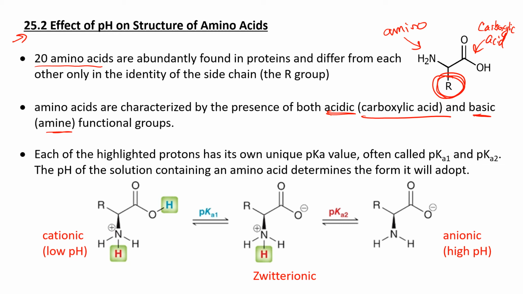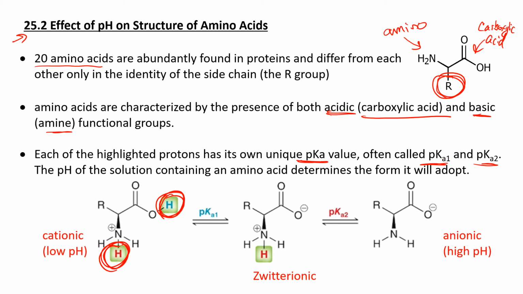All right, so each of the highlighted protons has its own unique pKa value. We can call it pKa1 or pKa2, it doesn't really matter. But the pH of the solution containing the amino acids will determine the form that it adopts, meaning will it have a hydrogen or not on each of these groups. So there are two protons that we care about, one on the carboxylic acid and one on the amine.